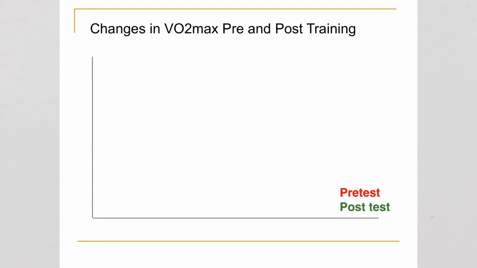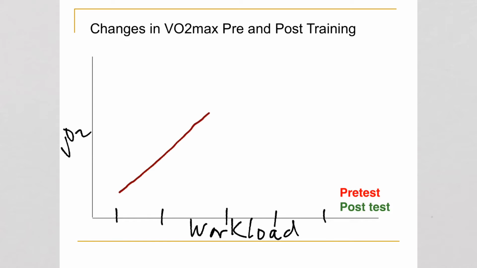So let's look at this. What kind of changes do we expect in VO2 pre and post training? If we think about this being the workload down here, and this can be stages of an exercise test, and this being our VO2 over here, and then we think about what happens. So we do the stages, and let's say this is pre-training here, we hit a point and we level out, okay, and this is our VO2 max because we see that leveling out.